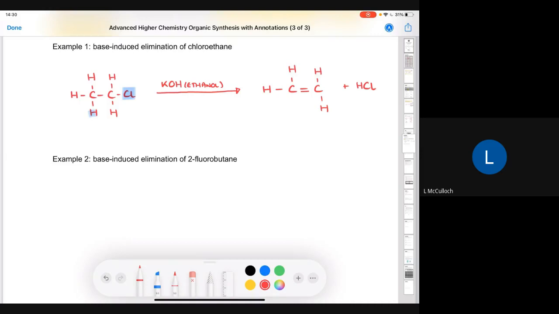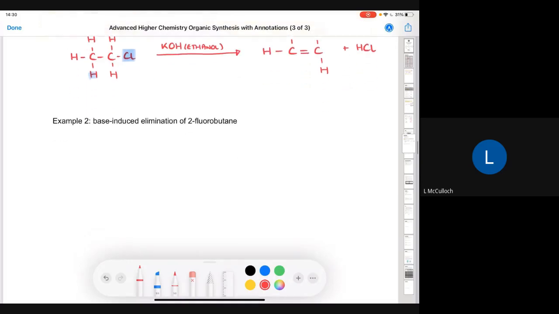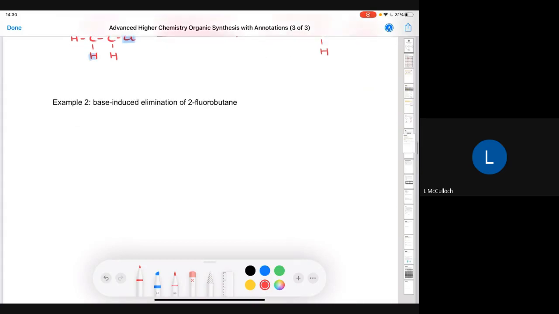Okay, so our second example is just going to remind us that depending on the haloalkane, we can actually get more than one alkene forming in this reaction. So if we look at the base-induced elimination of 2-fluorobutane, we can see exactly how that can transpire.